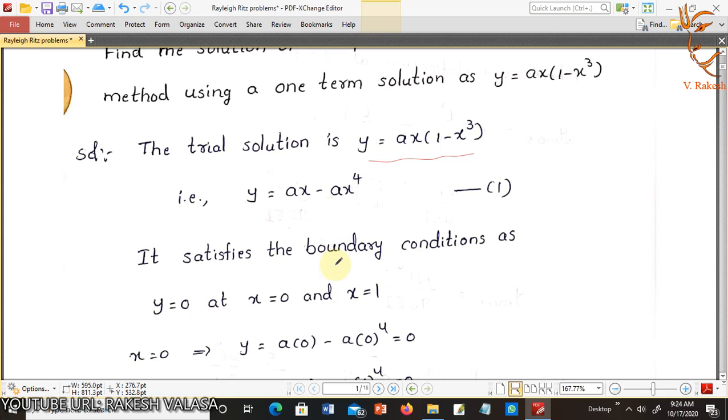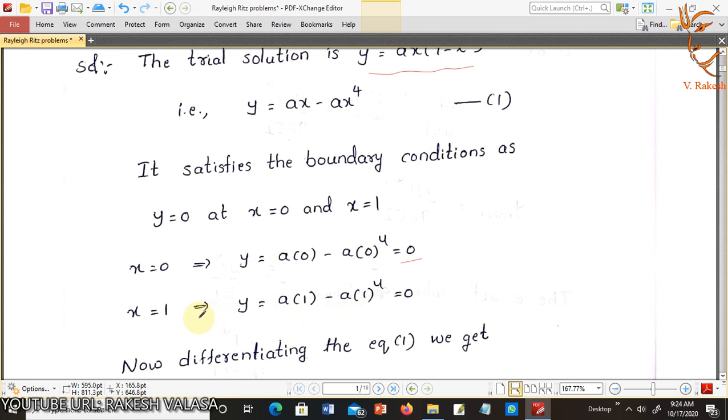Now I am checking the boundary conditions. For x equals 0, substitute in the trial function, y equal to a into 0 minus a into 0 power 4, that equals 0. The first boundary condition is satisfied. Now check the second boundary condition, x equal to 1, y equal to a into 1 minus a into 1 power 4 equals 0. The given boundary conditions are satisfied.